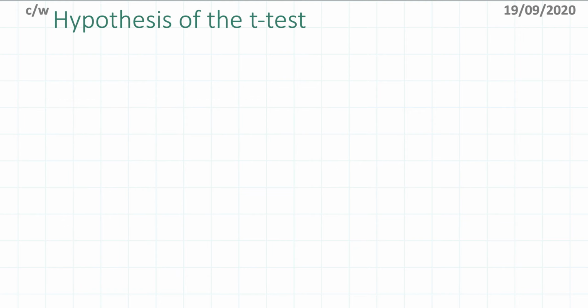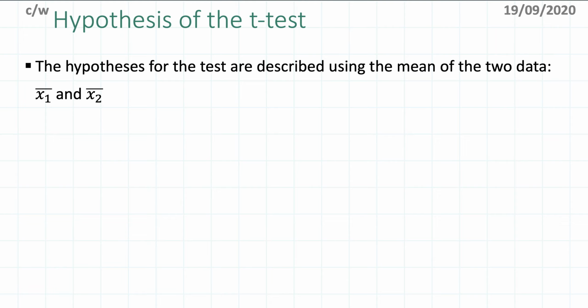So the way we structure it is we use the mean of the two data sets to describe the hypothesis. The calculator will do the calculation for you, but what you will have to do is take the mean of the first data set, which we're going to call x1 with a bar on top, and the mean of the second data set, which we're going to call x2 with a bar on the top.